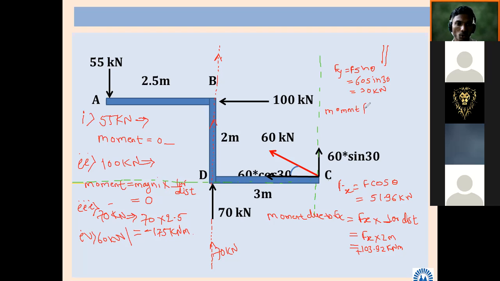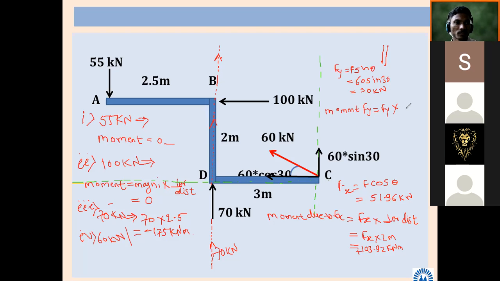So moment due to Fy is equal to Fy into perpendicular distance. What will be the perpendicular distance? 3 meter? Is there any problem? You have to take horizontal distance AB plus CD or DC. Who told 3? What will be the perpendicular distance of force Fy? See here, it will be 5.5. So I have written here 5.5.